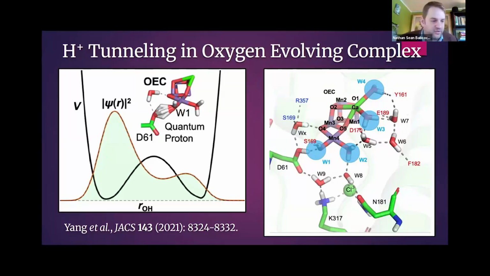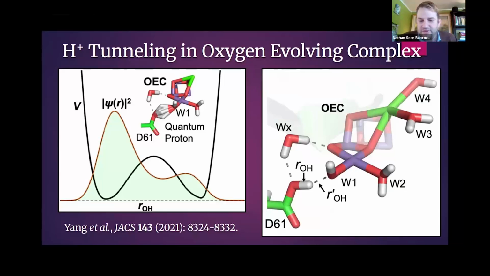oxygen gas during photosynthesis. Here's the close-up where we can actually see, if you see the little R primed OH and ROH, the arrows show the dotted line where the proton is actually tunneling back and forth between the D61 site and the W1 site.